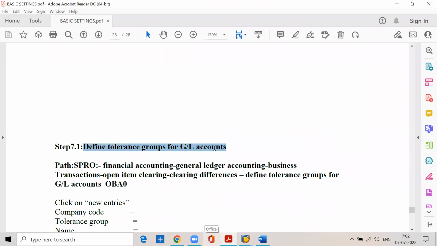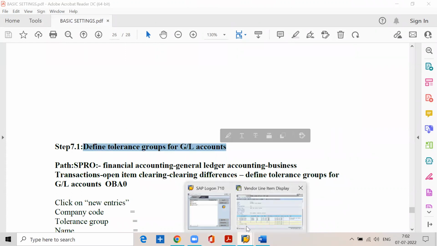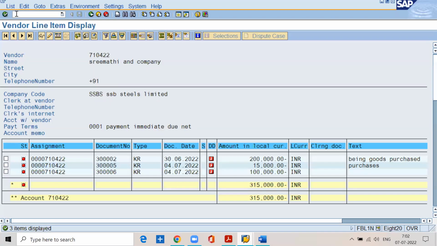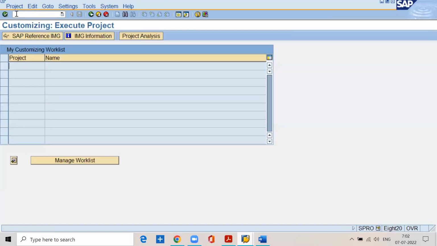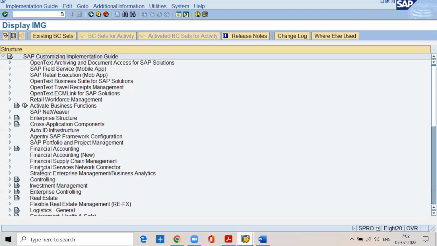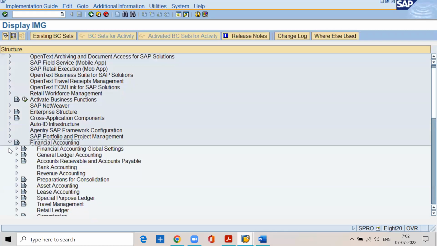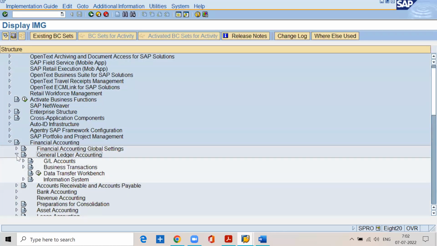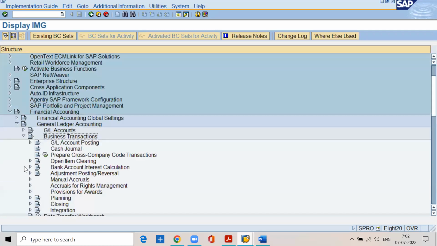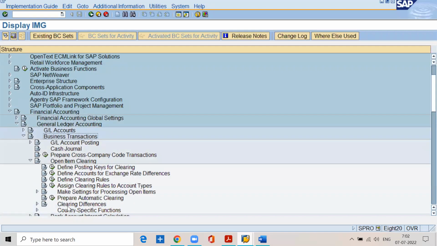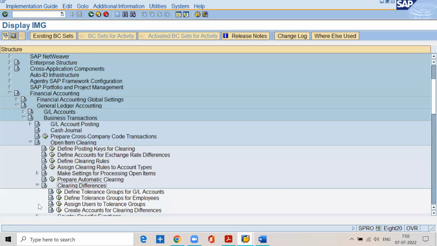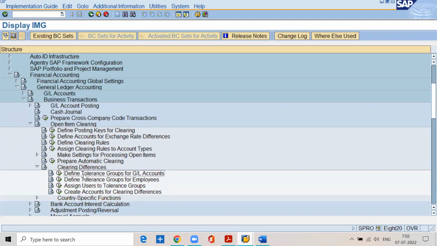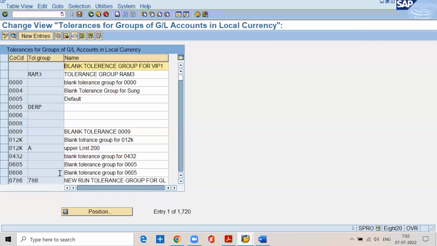Define tolerance groups for GL accounts. Path is SPRO, means /n SPRO, financial accounting, general ledger accounting, business transactions, open item clearing, clearing differences, define tolerance groups for GL accounts. Don't write now. Click on new entries.